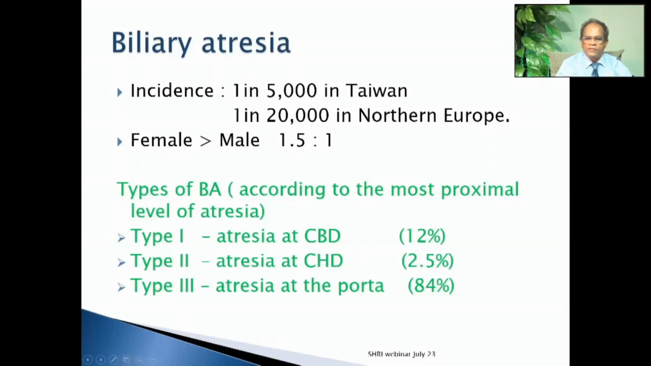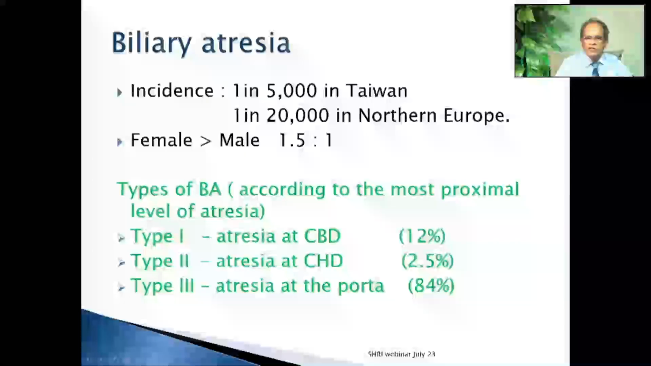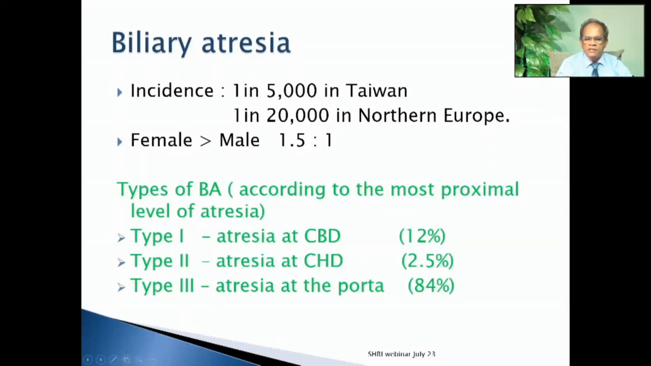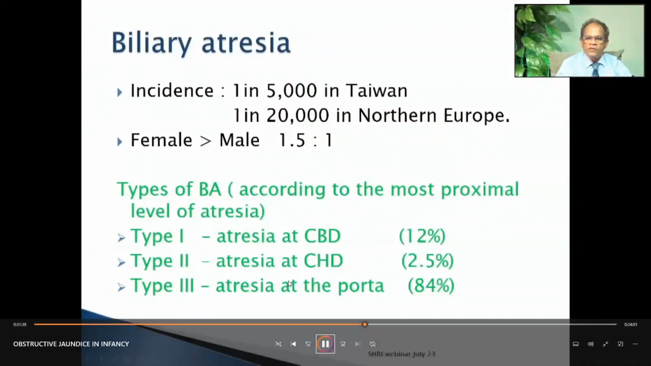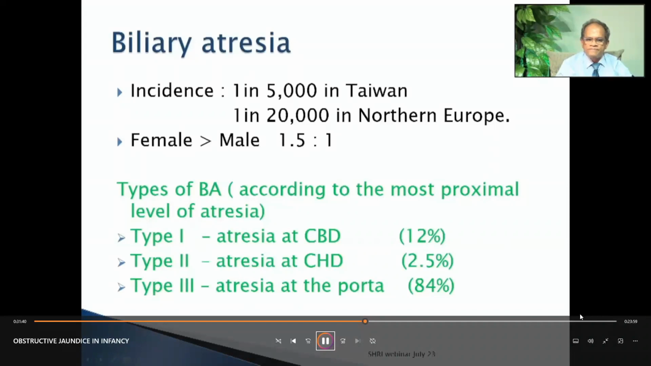About 12 to 15% of patients have type 1. So type 2 atresia is atresia at the common hepatic duct. So the most proximal atresia is the common hepatic duct. So you might have a patent CBD, or most of the time it is also atretic, but the hepatic ducts are patent. So again, it is a form of correctable biliary atresia.